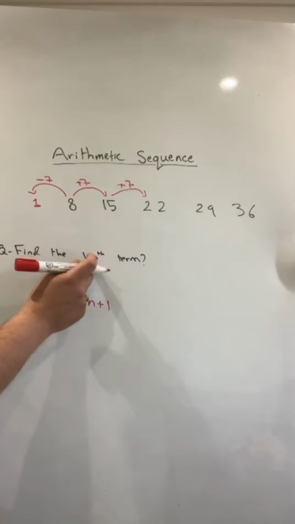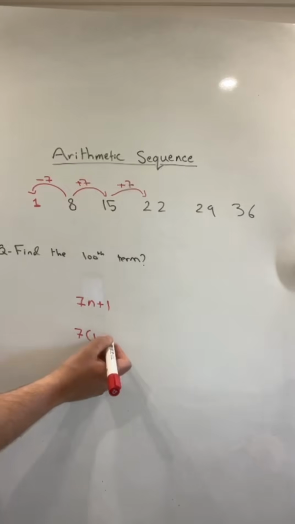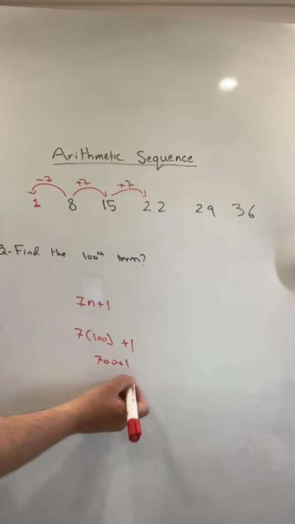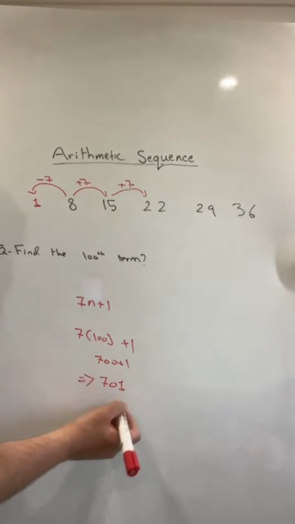Now, you're going to substitute 100 for n, so you're going to get 7 times 100 plus 1, so this is going to be 700 plus 1, so your final answer would be 701.